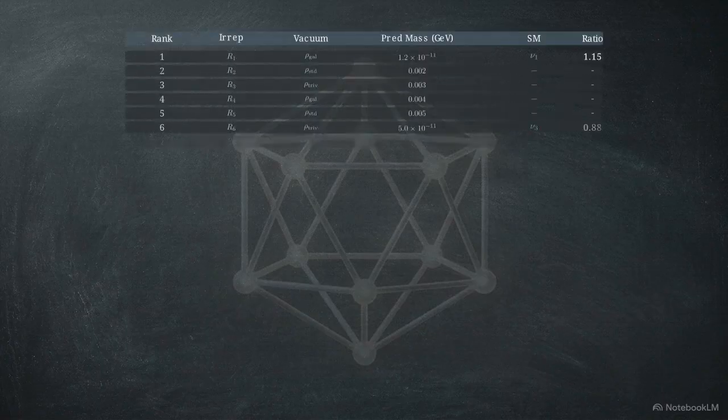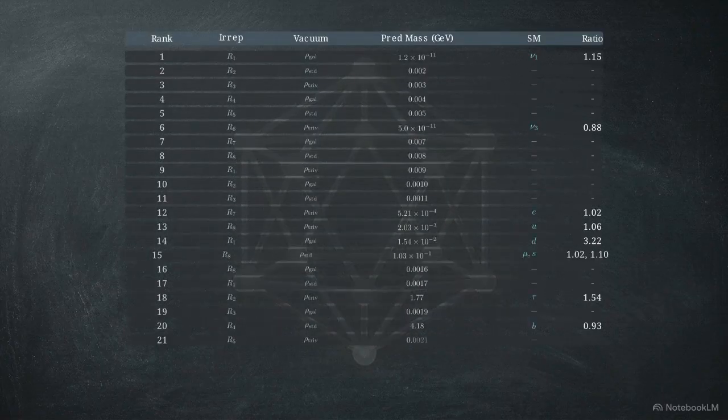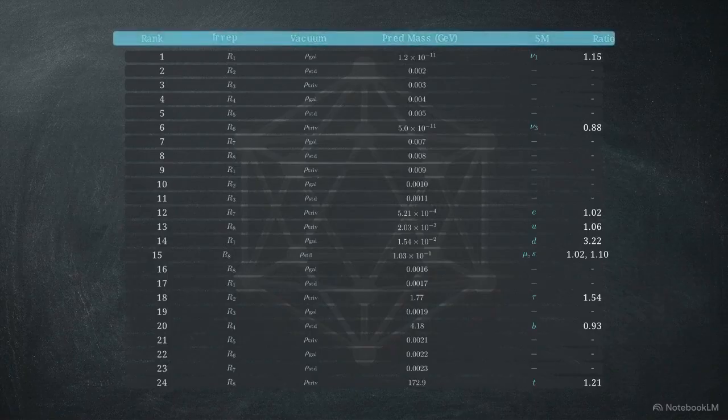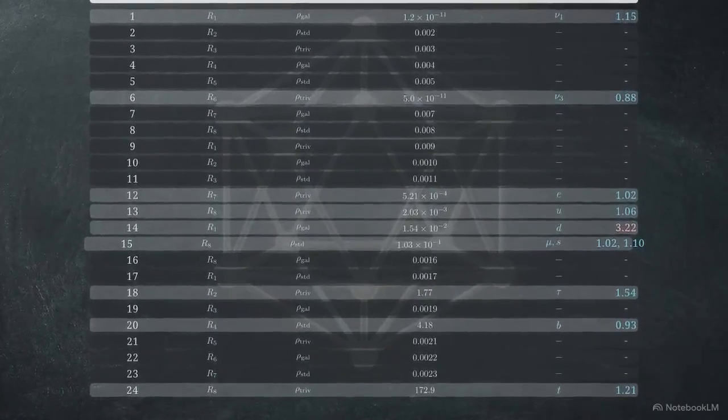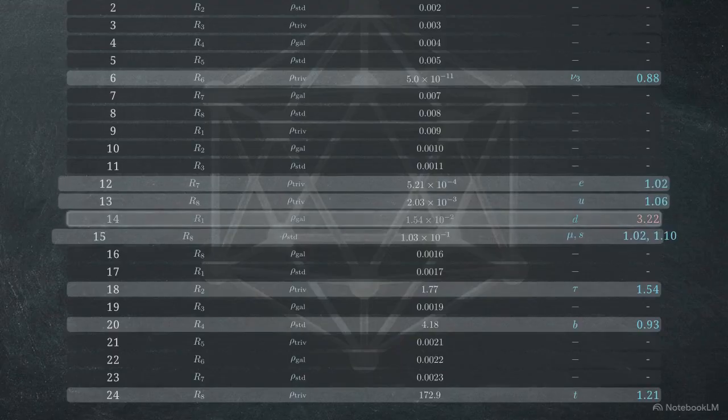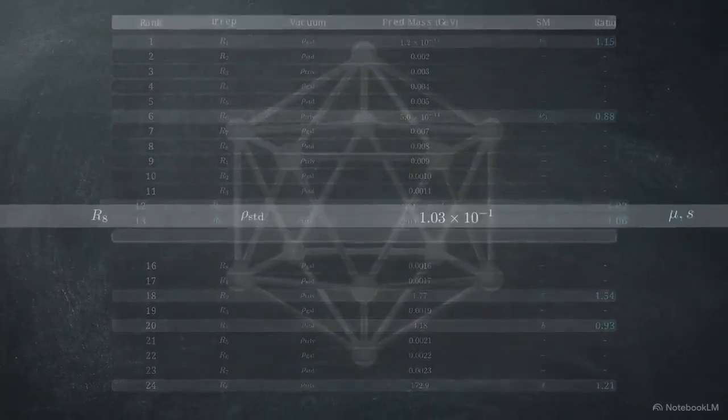Evaluating 8 representations across 3 isolated vacua yields 24 precise mass predictions, ranked here against empirical standard model data. The structural filters we established assign 10 of the 12 standard model fermions to these exact coordinates. 9 of those assigned particles land within a factor of 3 of their observed mass. The precision peaks at the electron, the up quark, and the muon. The pure geometric predictions for these 3 particles fall within 6% of measured values.